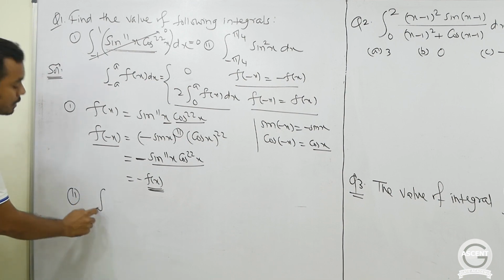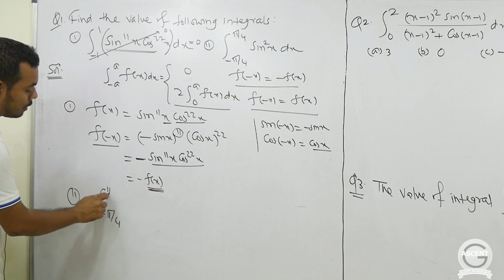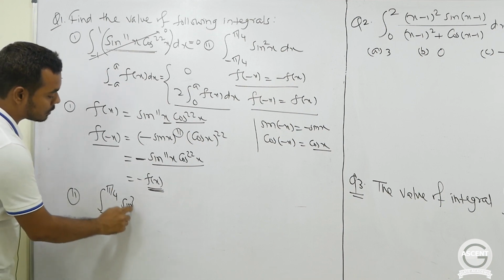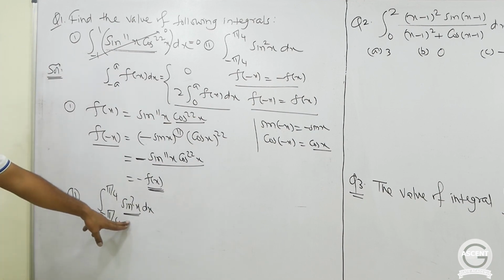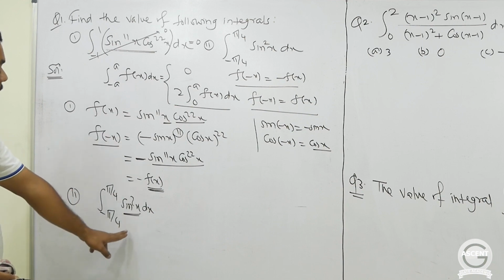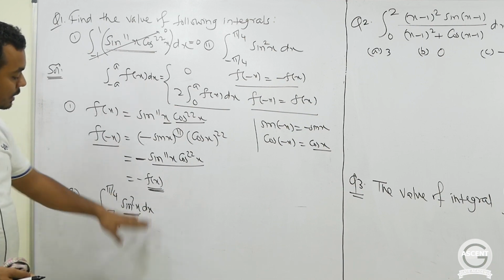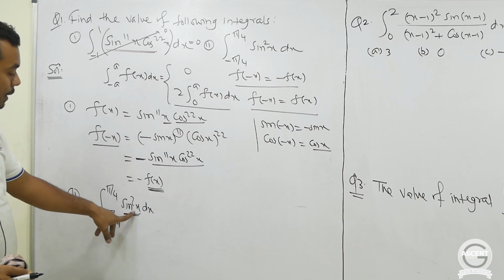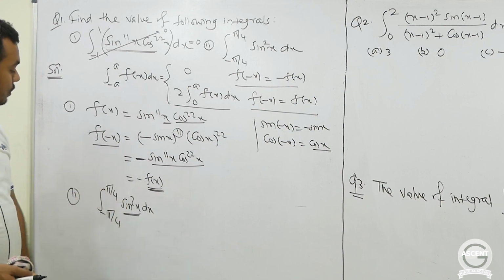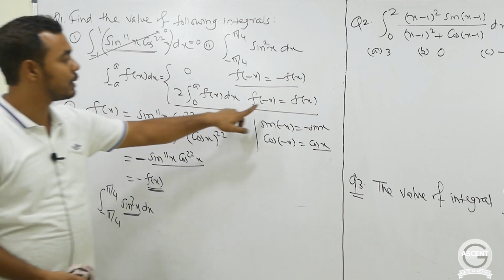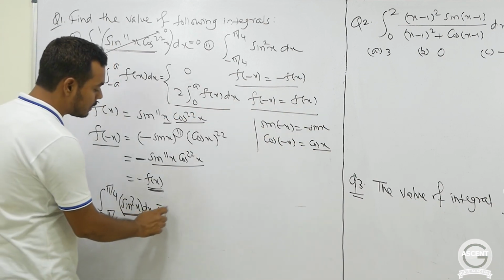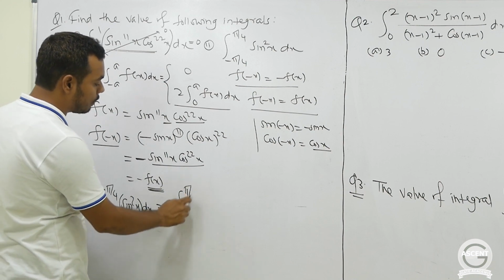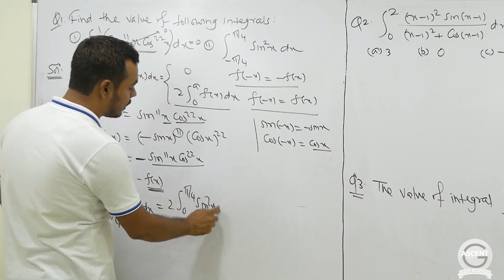integration from minus pi by 4 to pi by 4 of sin square x dx. Now as you can see, sin x is an odd function, but if you replace x by minus x, you will get minus sin x raised to the power 2. Since you have an even power, minus 1 square will become plus 1. So f of minus x will be f of x for this function sin square x. So you can write this integral as 2 times the integral from 0 to pi by 4 of sin square x dx.